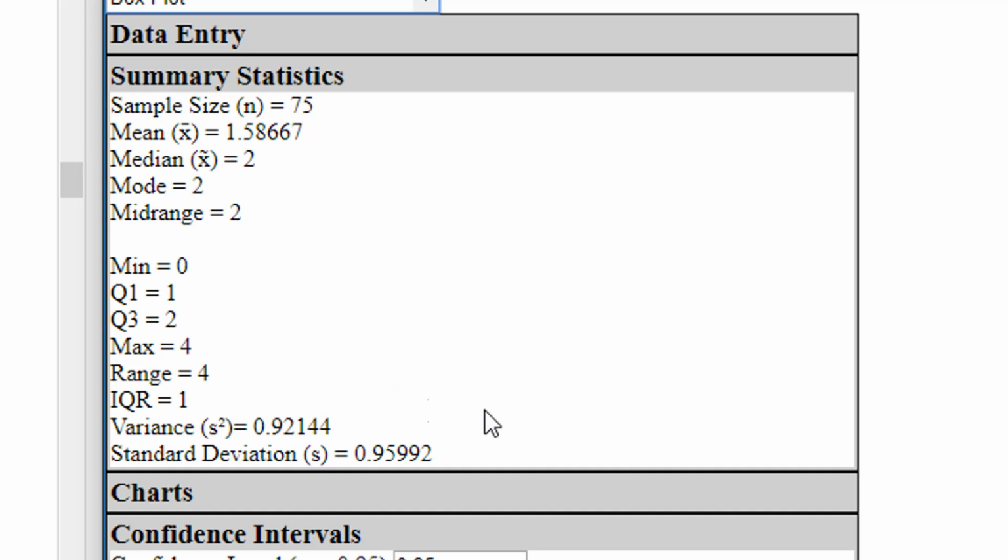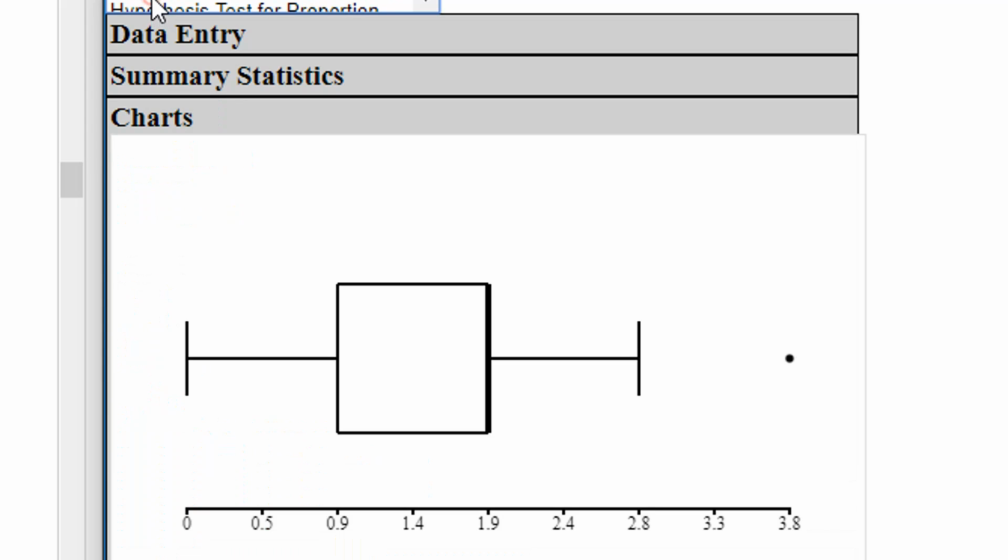And then this variance is a measure of spread from the mean, which is, roughly speaking, the average squared deviation from the mean. And the standard deviation is the square root of the variance, which you can kind of interpret as the average absolute deviation from the mean. But let's look at a picture and see the box plot. I'm going to click onto box plot.